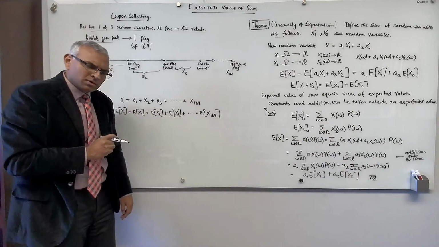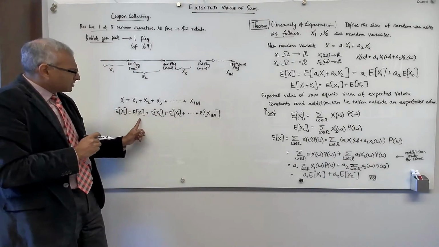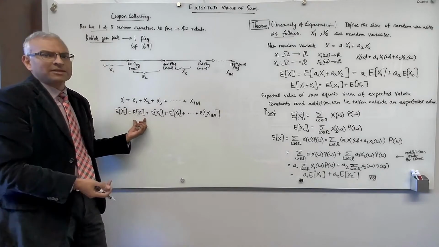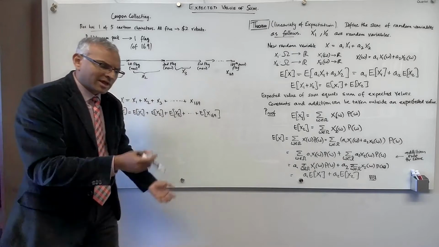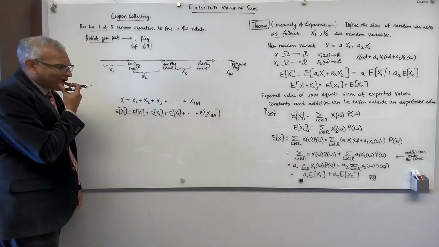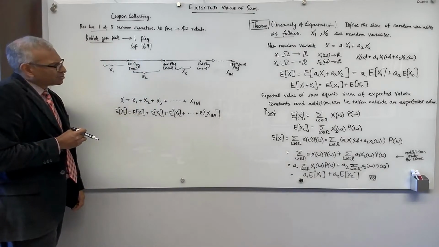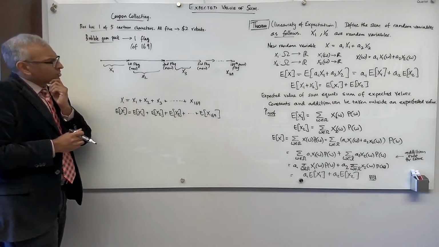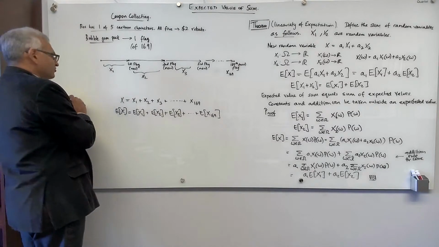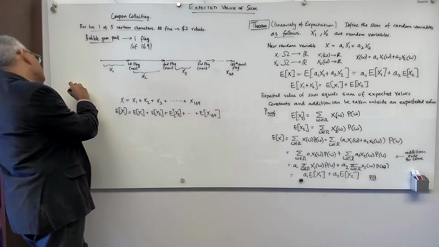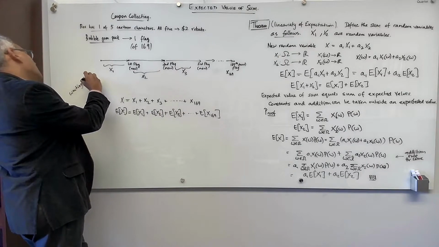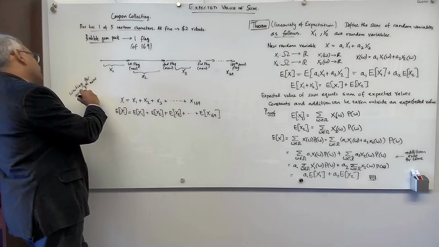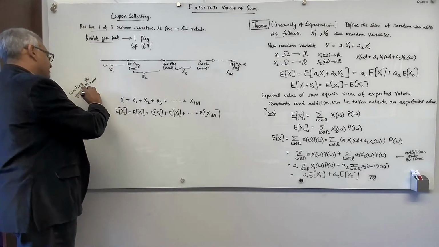Okay, but now we might think, well, x1 we know is 1. So the expected value of x1 is just 1. But let's try to analyze this more systematically. Let's say that you are waiting for your kth new flag.